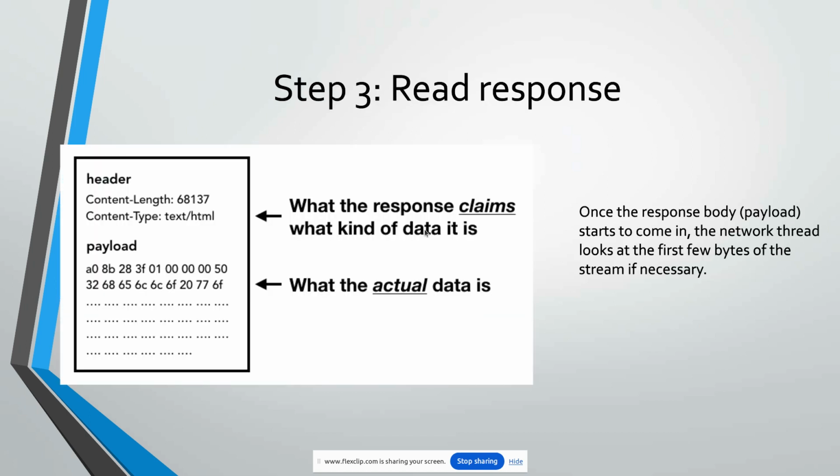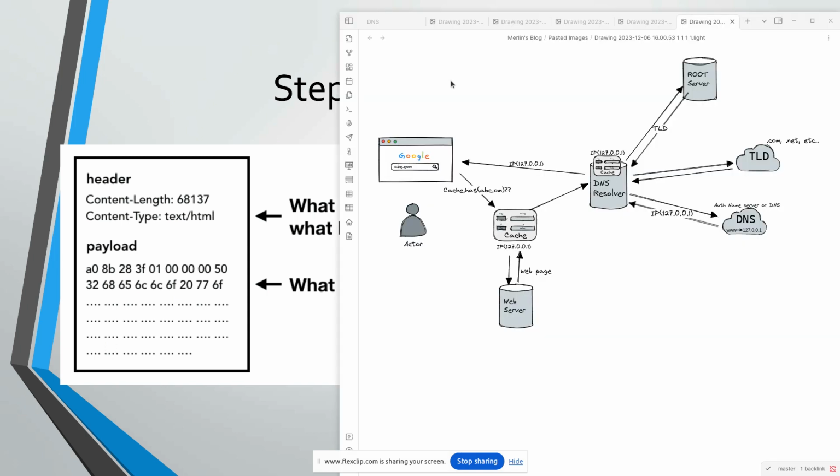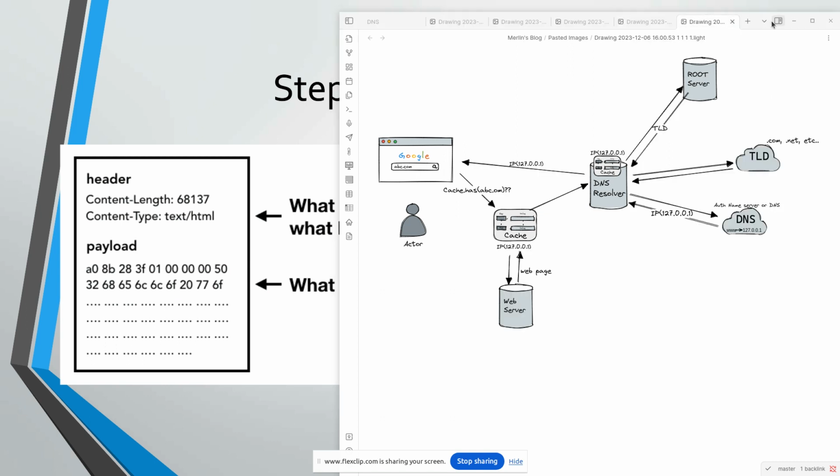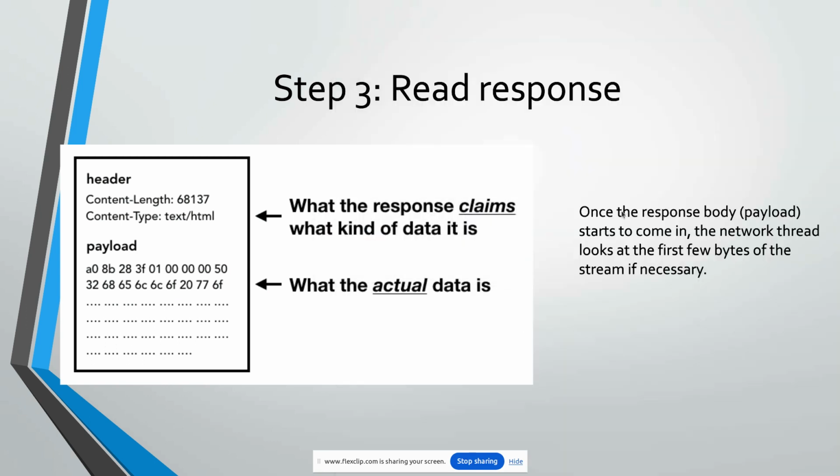Step three is reading the response. When we get the response from the DNS lookup, this process is called the DNS lookup. Once you get the response, the network thread looks at the first few bytes to determine whether a stream is necessary or not.